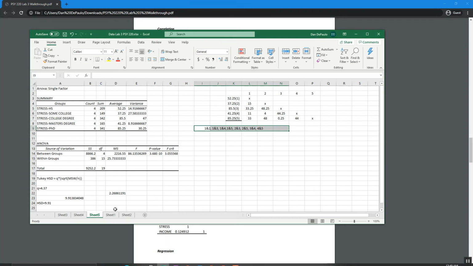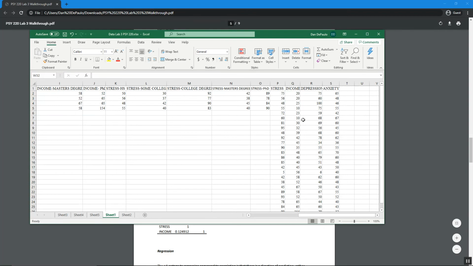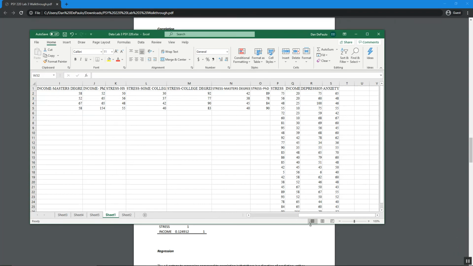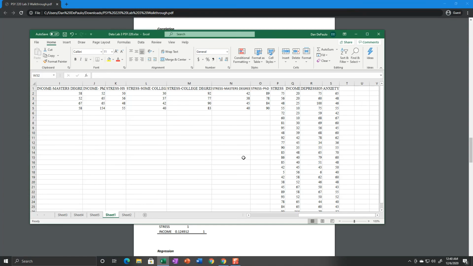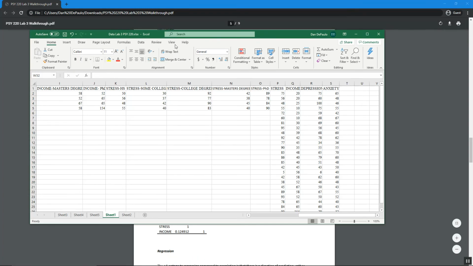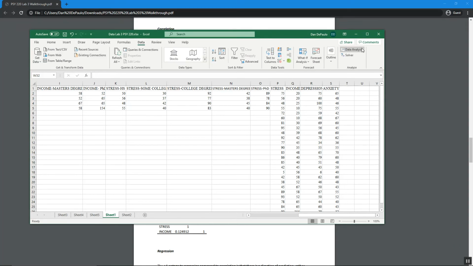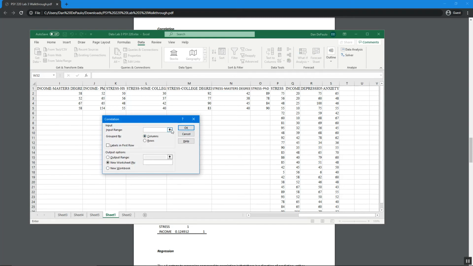So let's do the correlation. Let's open up another sheet. Let's go back to the data, sheet 1, which is the data. And I'm looking at stress and income. So stress and income, what's the relationship? Go to data, go to data analysis. It's really simple to do the correlation. Pick correlation, pick input range.